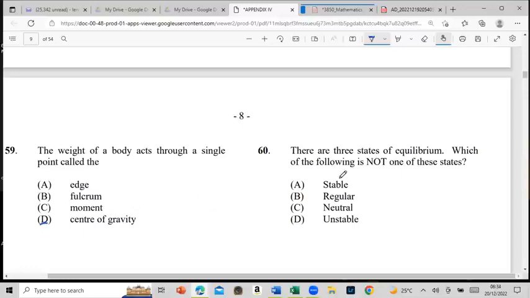Alright, the last one now, 60. There are 3 states of equilibrium. Which of the following is not one of the states? A. stable, B. regular, C. neutral, or D. unstable.